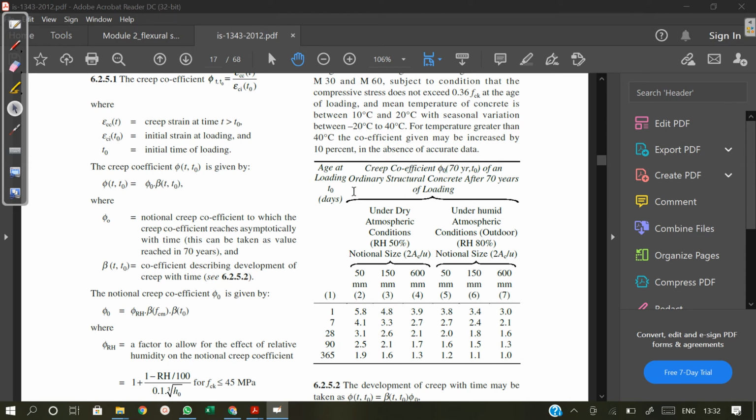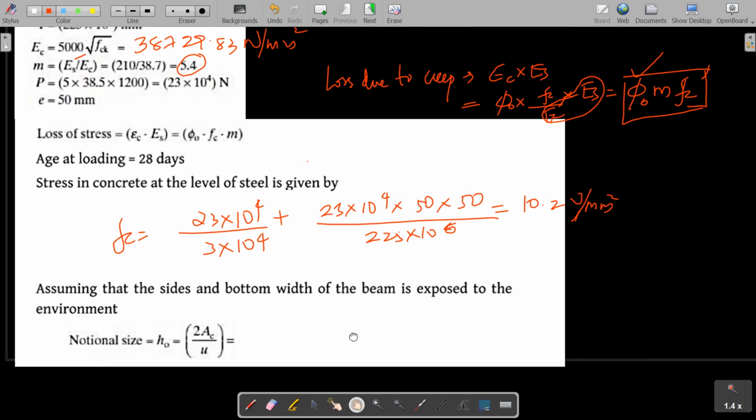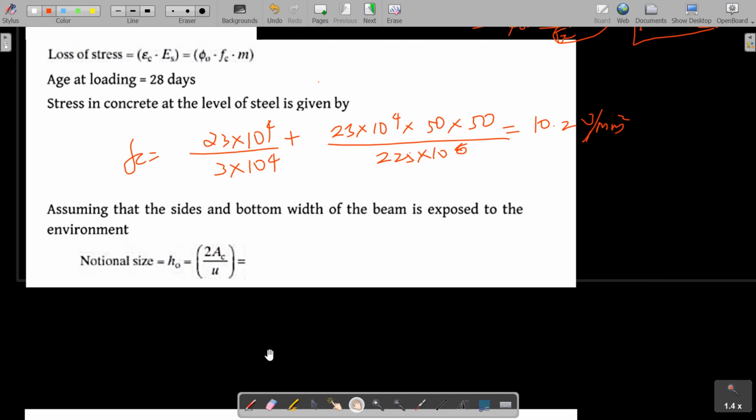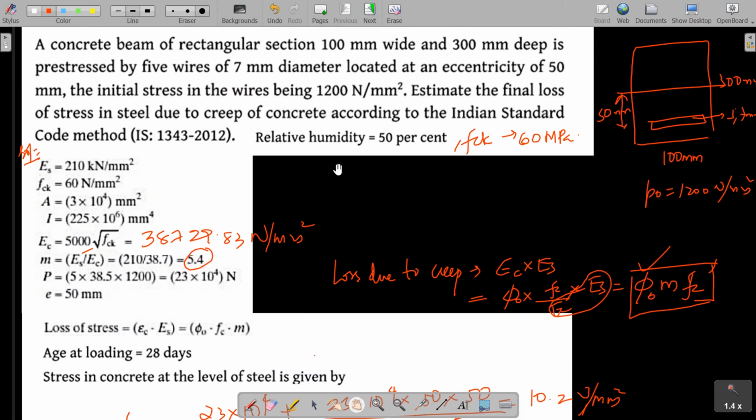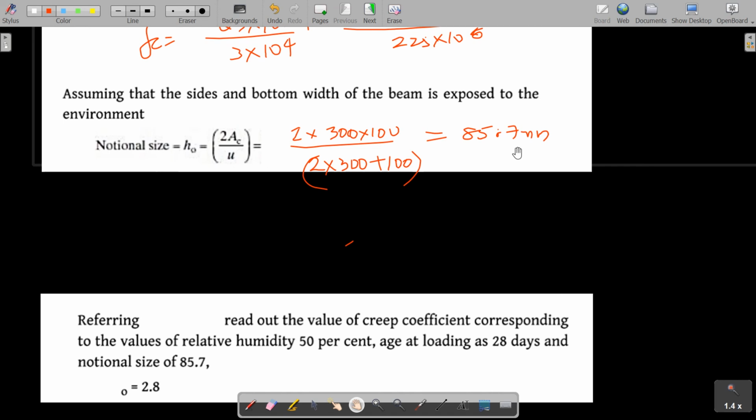that is the creep coefficient. So here in this question we will find the notional size as 2 Ac by u. Here Ac is the area of the concrete, so I can write it as 2 into 300 into 100, divided by u, the perimeter exposed to the atmosphere, that is 2 times depth, 2 into 300, and the bottom width is exposed. You will get this value as 85.7 mm. Now in the question the relative humidity is given as 50%. If it is not given, you can assume this value. So based on that, you have the relative humidity value as 50% and notional size as 85.7.